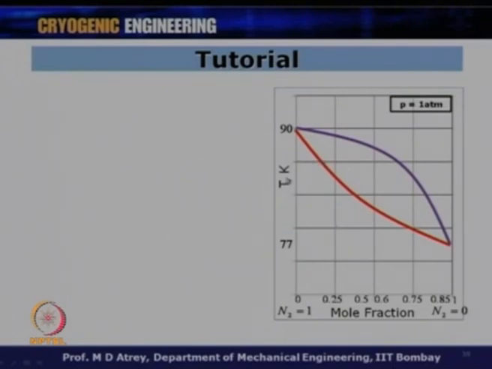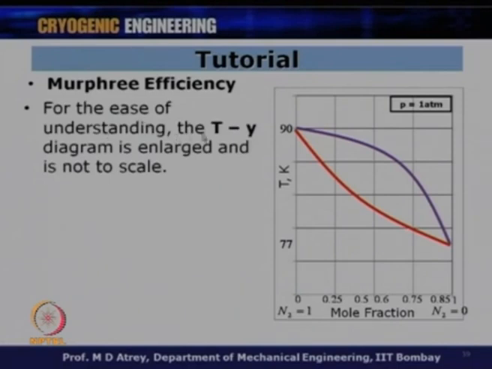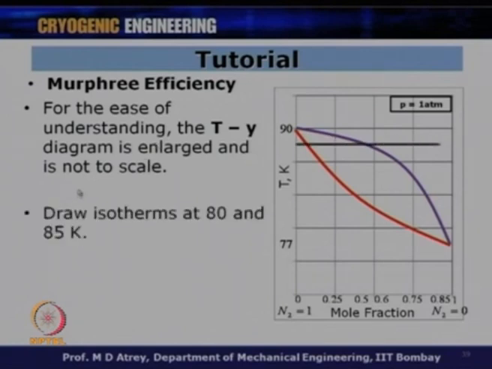This is the diagram which is known to us. For ease of understanding, the temperature composition diagram, the T-y diagram, is enlarged and not to scale. What is happening is, the liquid temperature is 80 Kelvin, which is drawn as a horizontal line. The vapor is entering at 85 Kelvin, so draw a horizontal line. These two temperatures are known and they are given in the problem.